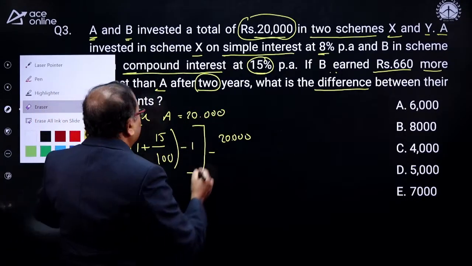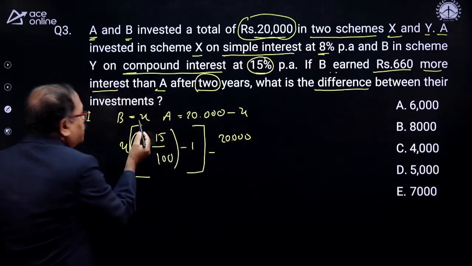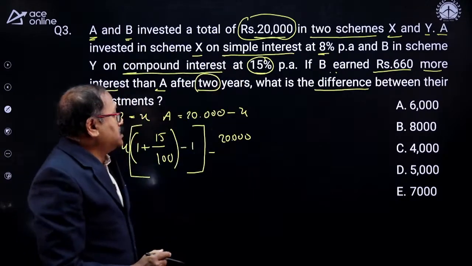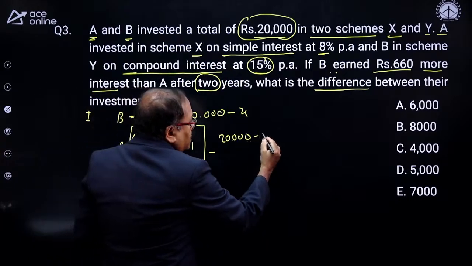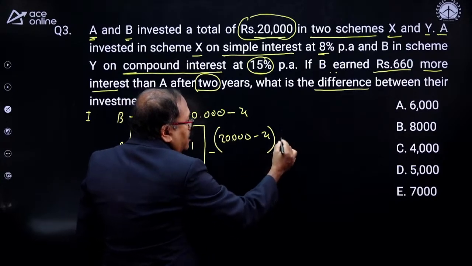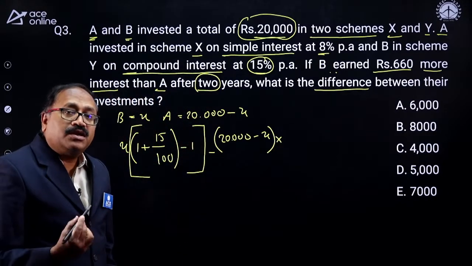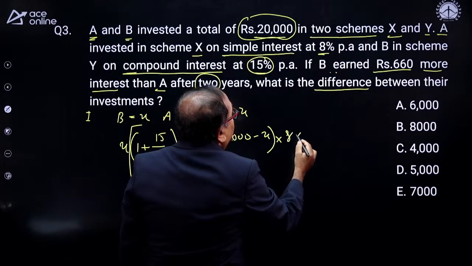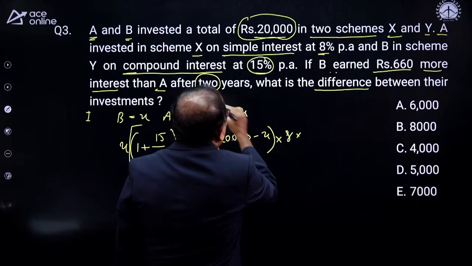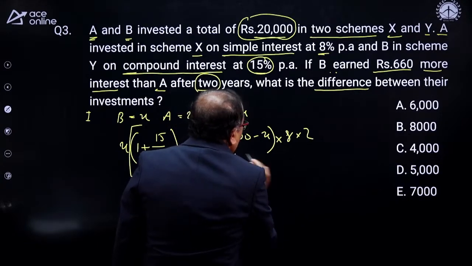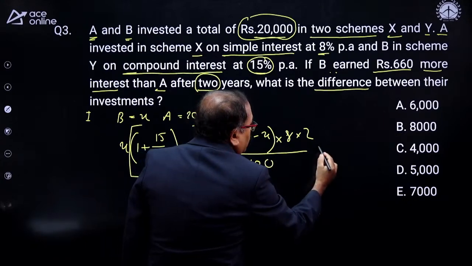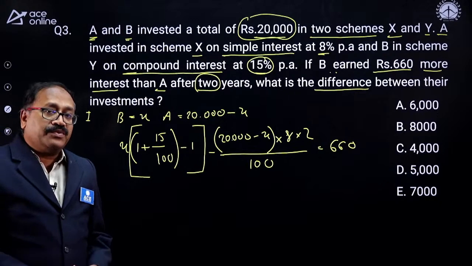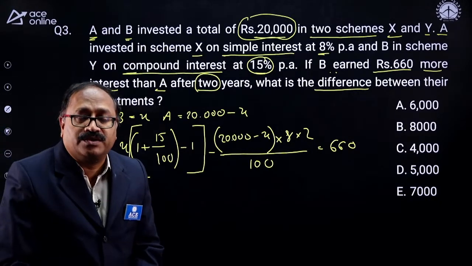So let's take minus X, because if the B capital is X, the A capital will be 20,000 minus X. So it is 20,000 minus X, into T into R. That is 8% per annum, for how many years? 2 years. And then divided by 100, you will be getting 660. This is one basic approach, that is the bookish approach.